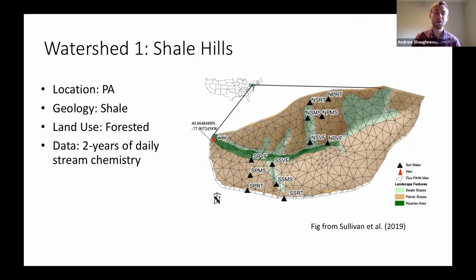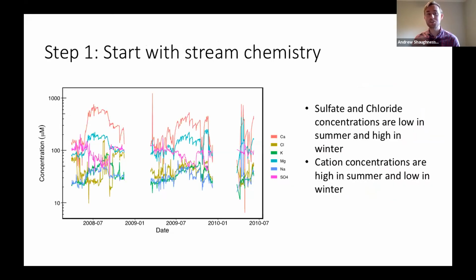And so here in Shale Hills, which is one of the subcatchments in the Susquehanna Shale Hills Critical Zone Observatory, the underlying geology is shale. It's a completely forested land use, and we're going to use 2 years of daily stream chemistry. So starting at this slide and for the next about 6, I'm going to really walk through the model in pretty excruciating detail. If you're not a modeling person, zone out. I'll come back to the science here in about 5 slides.